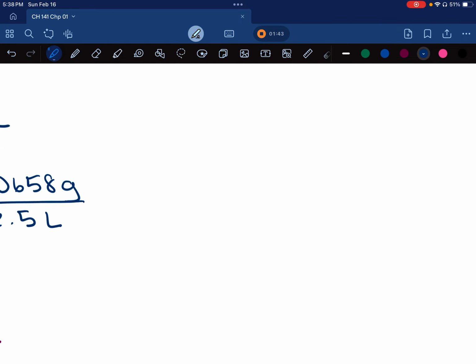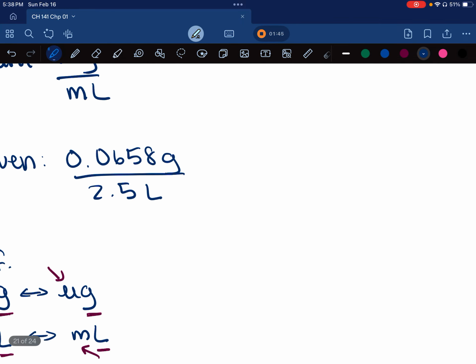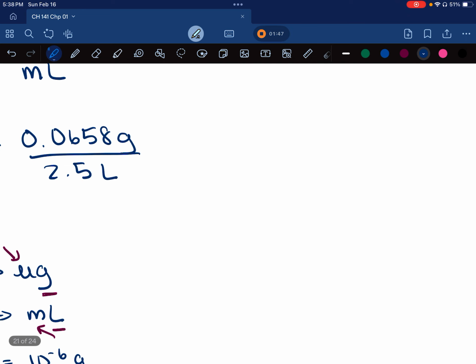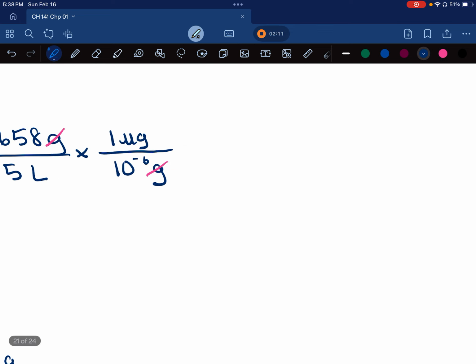We can start with the given amount, the 0.0658 grams per 2.5 liters. Now it doesn't matter if I start with converting the grams to micrograms or liters to milliliters first. I'm going to start with the 1 microgram and 10 to the negative 6, getting rid of the grams. Remember, you want to set the units up so grams over grams reduces to 1, or like we say, cancels out. That will give us units of micrograms.